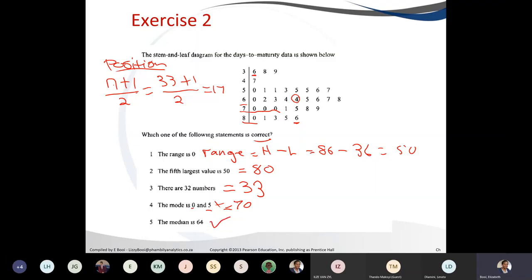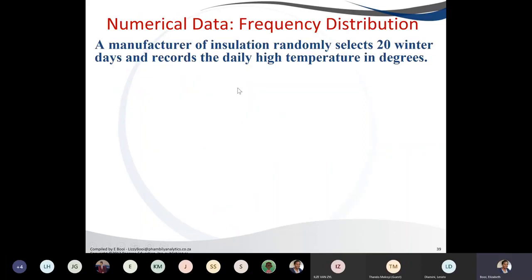As you can see, this is what trouble you will get into in the exam as well. You will have to go through each statement and you need to understand how to calculate each one of them using the stem and leaf plot. Okay, so now let's look at another method of summarizing the data. I can see that we are running out of time now, but no problem, we will be done just now.